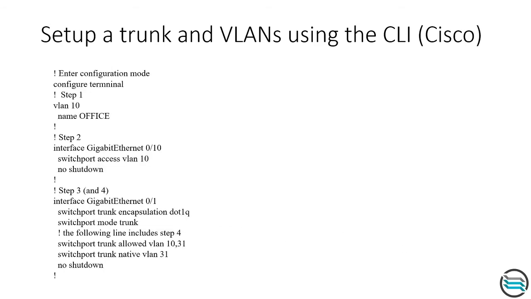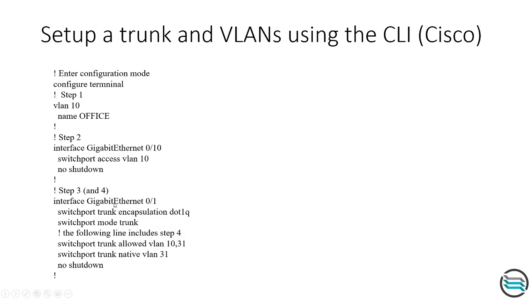On the Cisco side, we also need to configure the VLAN and of course put the interfaces in the VLAN and configure the trunk. It's done like this. Here we have our step 1, the creation of the VLAN. And on Cisco, if you type VLAN 10, press enter, you're done. The VLAN is there, it's active. But you can also give it a logical name, which I always like to do. Then we go to our interface, and in this example it's GigabitEthernet 0/10, and we put it in VLAN 10 and we enable the interface.